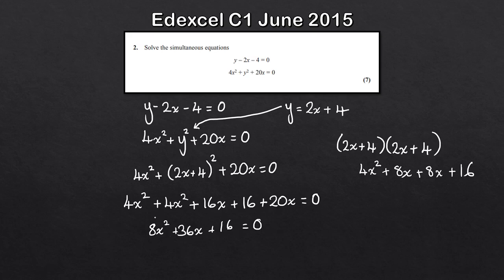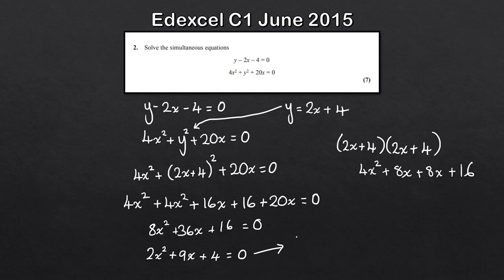So if I divide this by 4, I get 2x squared. If I divide 36x by 4, I get plus 9x. And then finally, if I divide 16 by 4, I get plus 4. Okay, and again, this is all just equal to 0. And again here, all we need to do now is factorise this and get both of my x solutions.